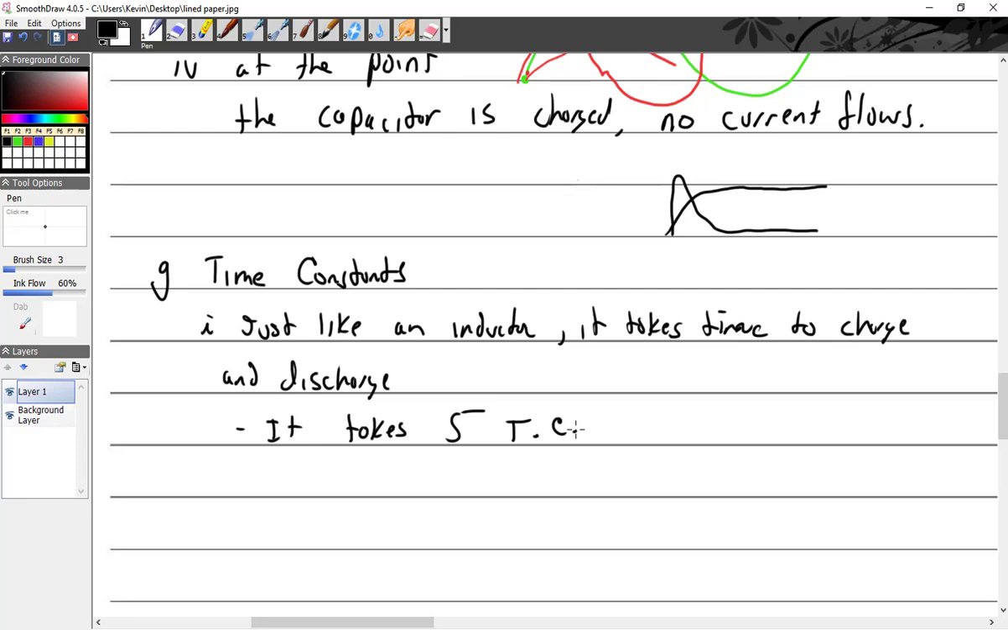How long does it take? 5 time constants. How long is a time constant? I don't know, it depends. That's the right answer. What does it depend on? Resistance and capacitance. All right, so I've talked mostly about capacitance in a DC circuit. I've thrown in some AC stuff, but now let's talk about it in AC.